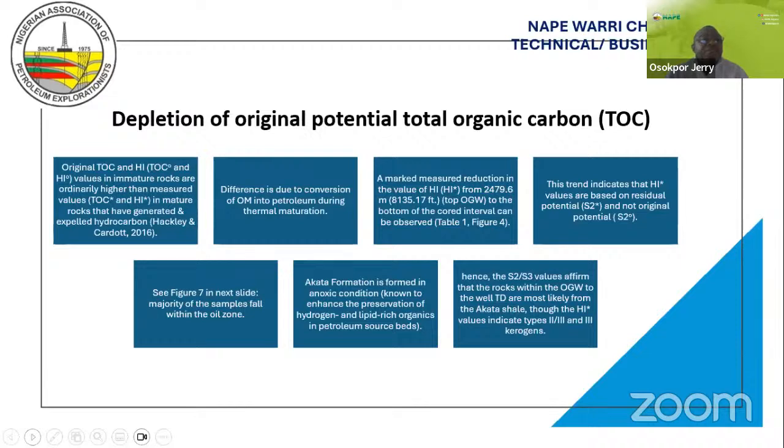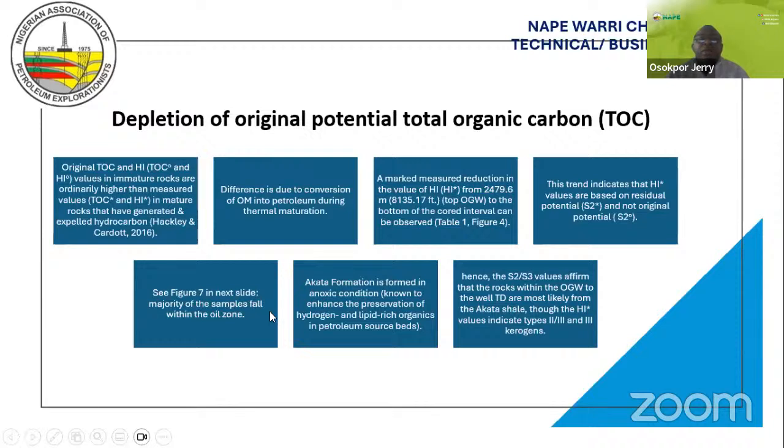And many rocks that have not been matured will have higher potential because they have not expelled hydrocarbon. Now, the values of TOC in rocks are ordinary for original potential, which is normally higher than the values that you have when the rock has become matured and expelled hydrocarbon. Yes, because when these materials have been matured, the organic matter is converted into petroleum and expelled away. So you have a reduced total organic carbon in that rock.